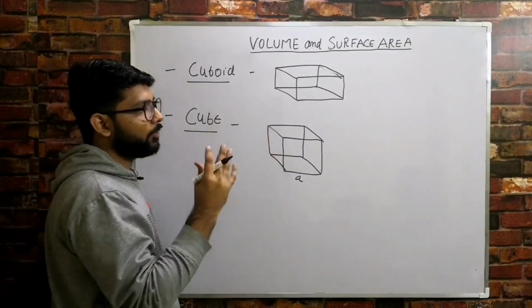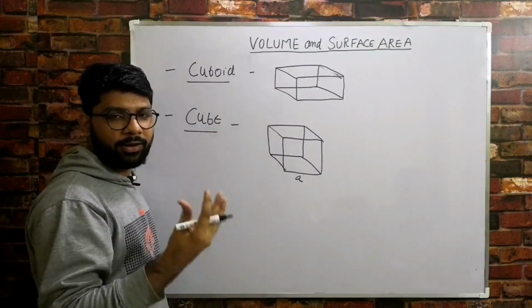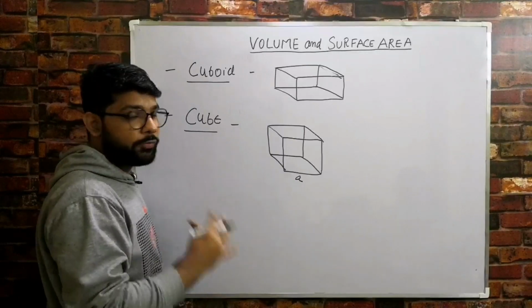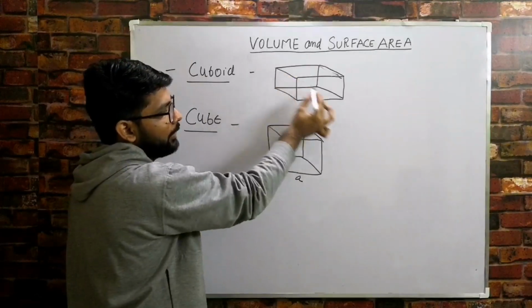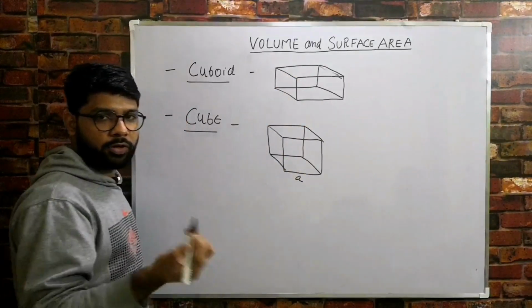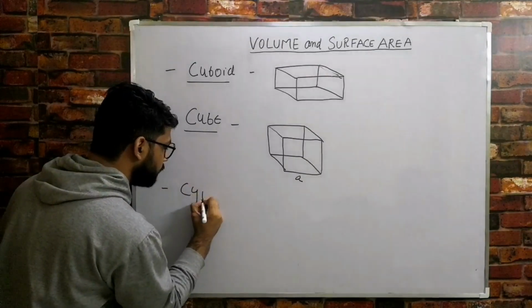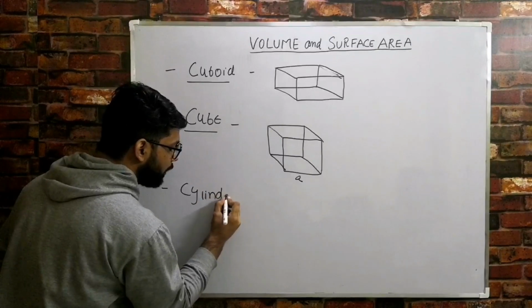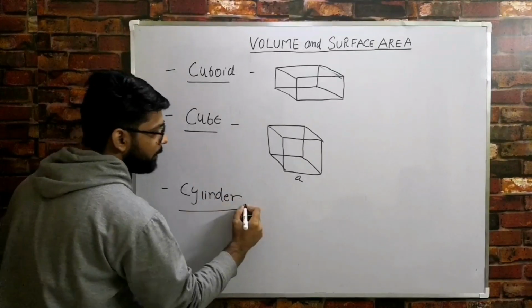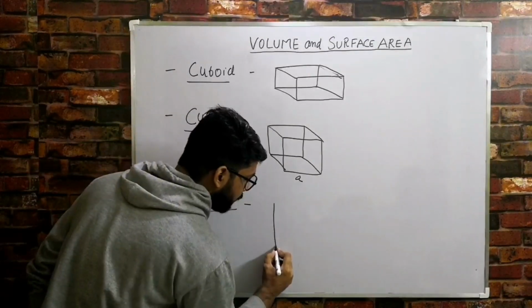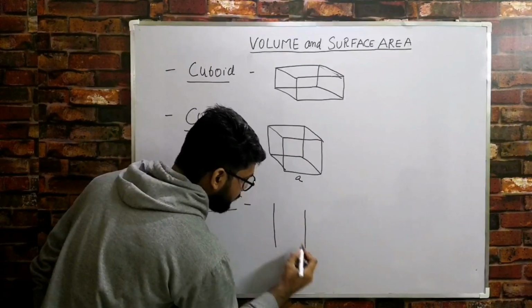In this figure we have to find out the surface area, we will find out the volume, and we will also find out the length of the diagonal, how much length the diagonal is. We will see all that. Then we will come to the cylinder. You all must know the cylinder, because at your home the LPG cylinder has the same shape. So next is the cylinder.